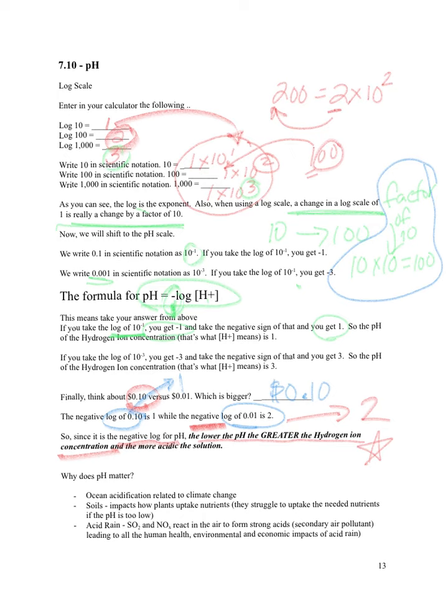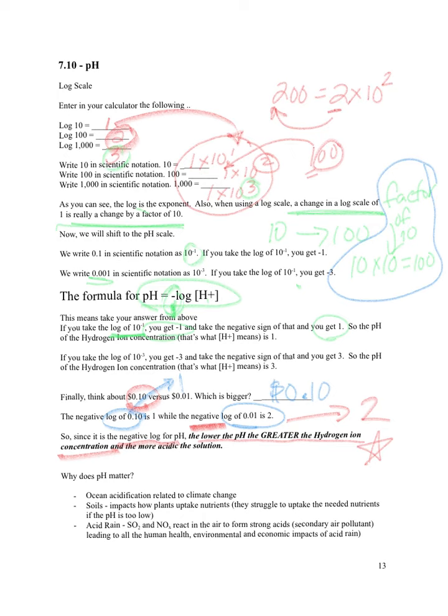How will they adjust that? Typically they'll add lime, which is called calcium hydroxide, not lemons and limes, but calcium hydroxide, which is a base, which will help raise the pH. So we'll see that in soils. And then in acid rain.